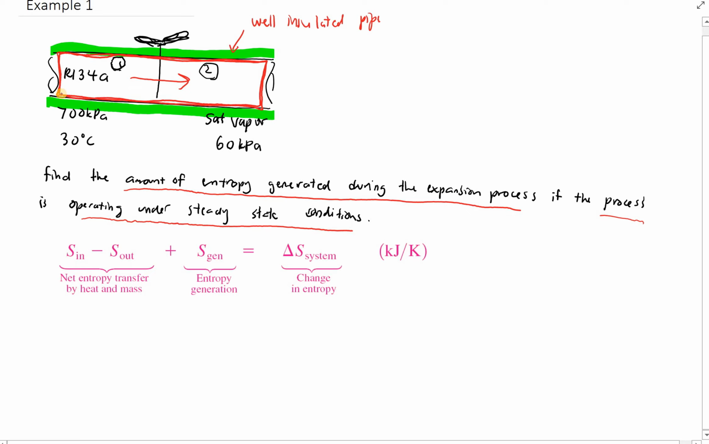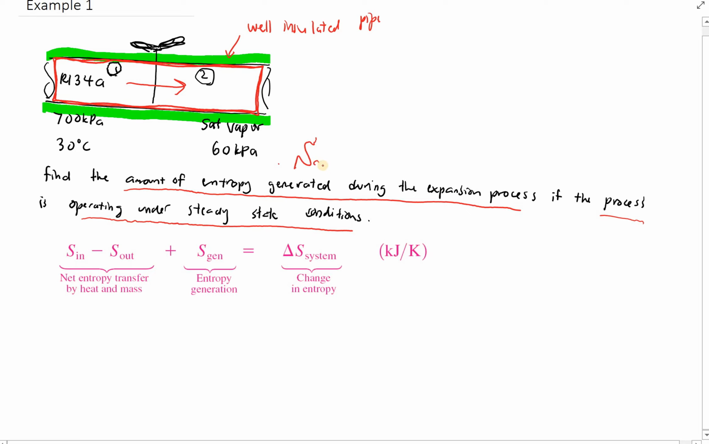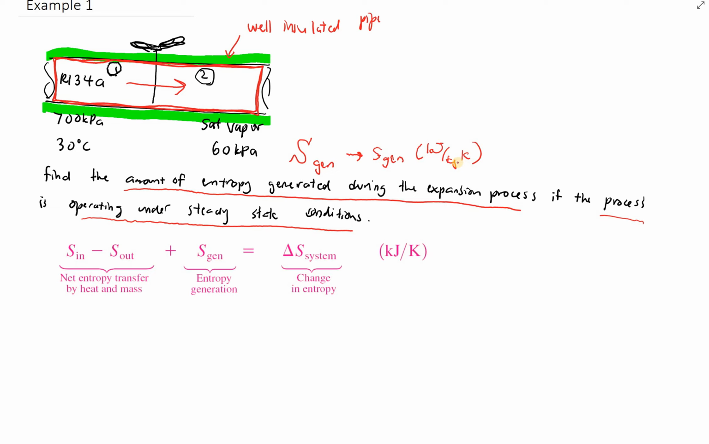And here, amount of entropy generated means that you are looking for S gen. But in this question, the mass flow rate is not given, so we are looking for S gen in the unit of kilojoule per kilogram Kelvin. So that is the one that you need to find. To get started, we start with the entropy balance equation. This is the basic entropy balance equation.